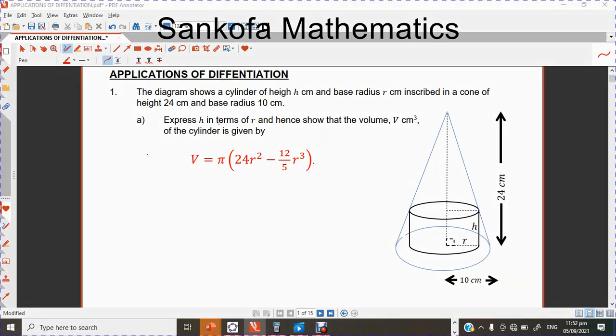Hi, this is Mr. Max, and today I'm looking at applications of differentiation. So I'm going to look at a few questions and also how you should approach them.